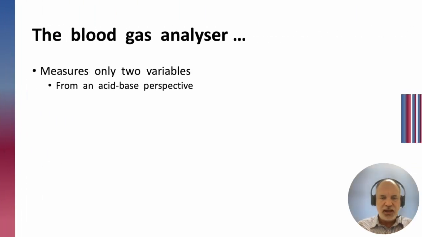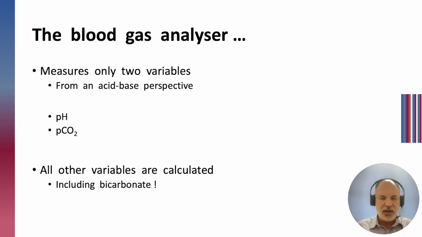Now the blood gas analyzer measures only two variables from an acid-base perspective. Obviously a blood gas analyzer can measure other metabolic parameters like glucose and lactate. It measures the partial pressure of oxygen, etc. But from an acid-base perspective, the blood gas analyzer measures only the pH and the PCO2. And all of the other variables are calculated, including bicarbonate and the various derivatives thereof.